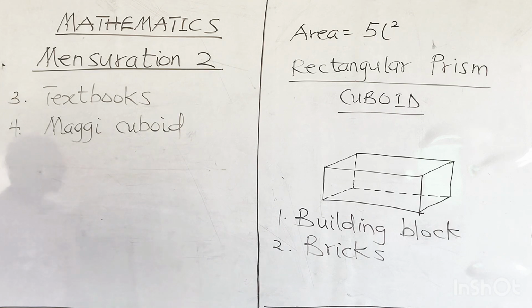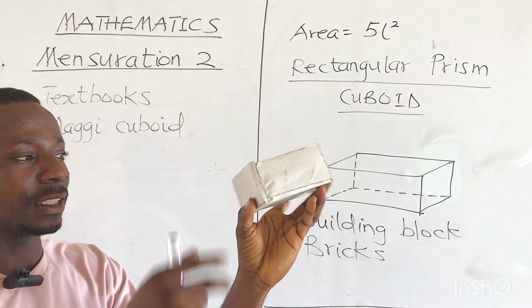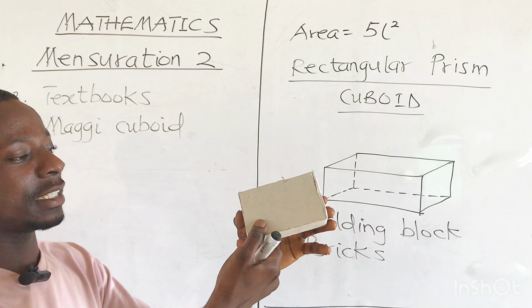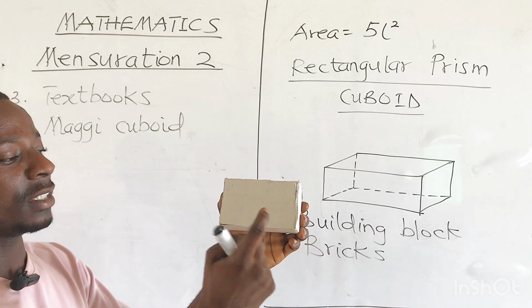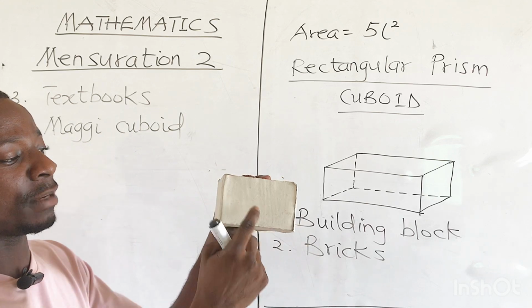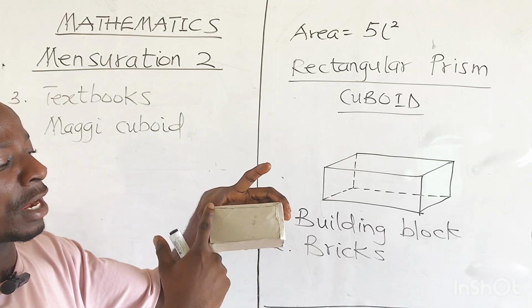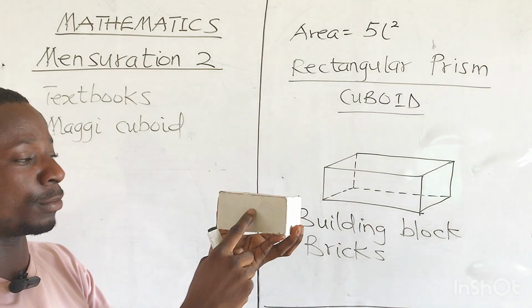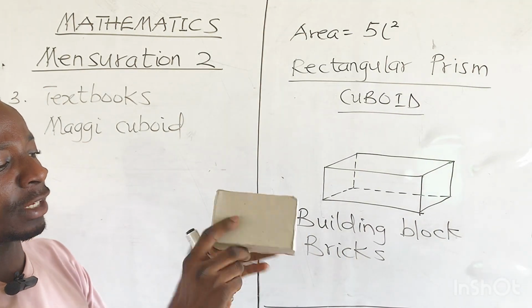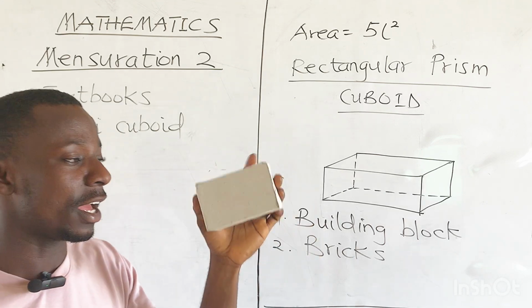Now, let's look at this artifact. This is an example of a cuboid. You can see that the face here is in the form of a rectangle. The face is the same as what we have here. Then the top is also in the form of a rectangle, so the top is equal to the bottom. Then this side is also equal to this side. So that is an example of a cuboid.